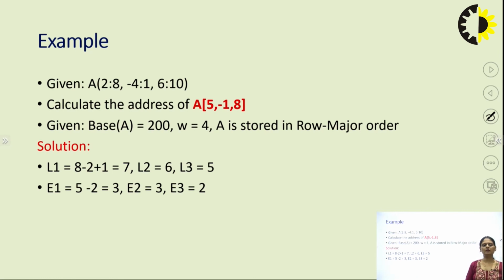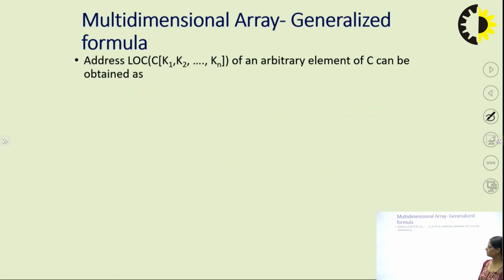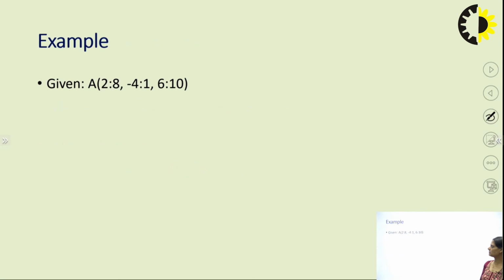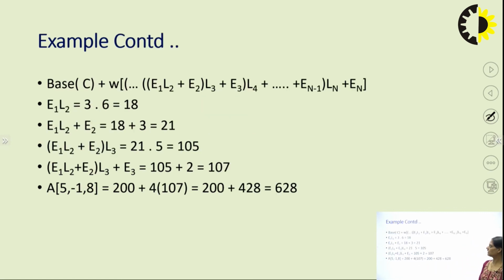After finding L1, L2 and L3, we calculate E1, E2 and E3 using the formula as we have seen in the last slide. So this is the formula for finding the effective index, and we apply it to find E1, E2 and E3. Thereafter, we apply the formula as we have discussed right now, and it evaluates to 628 as the answer.